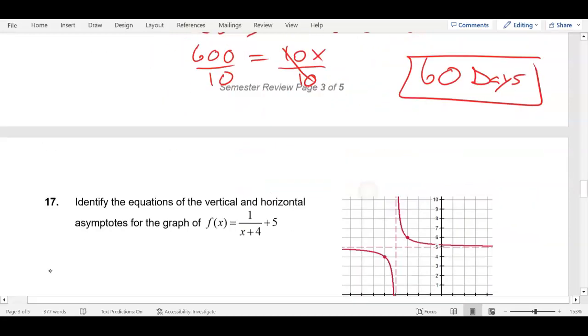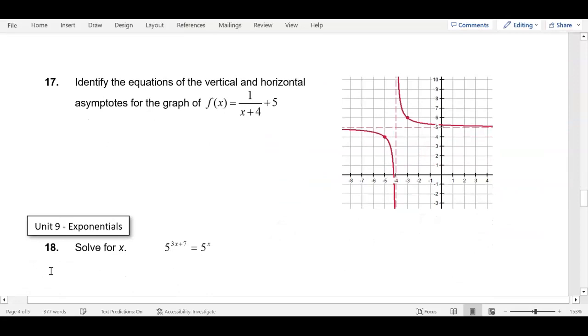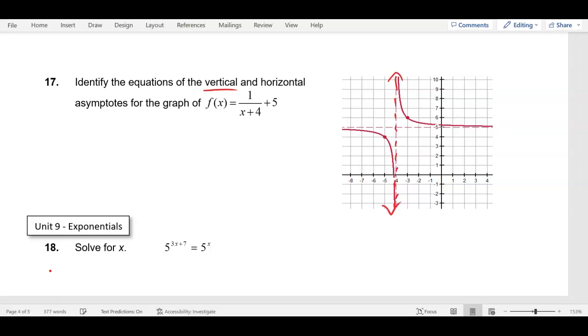All right. 17. Identify the equations of the vertical and horizontal asymptotes. Start with the vertical. Okay, it's going straight up and down. You use this number, that's a line, to do it, or you look at the graph where it's going right here. They're both going to be -4. This is a line. This is -4. It's going through the x-axis, so the vertical asymptote is x equals -4.